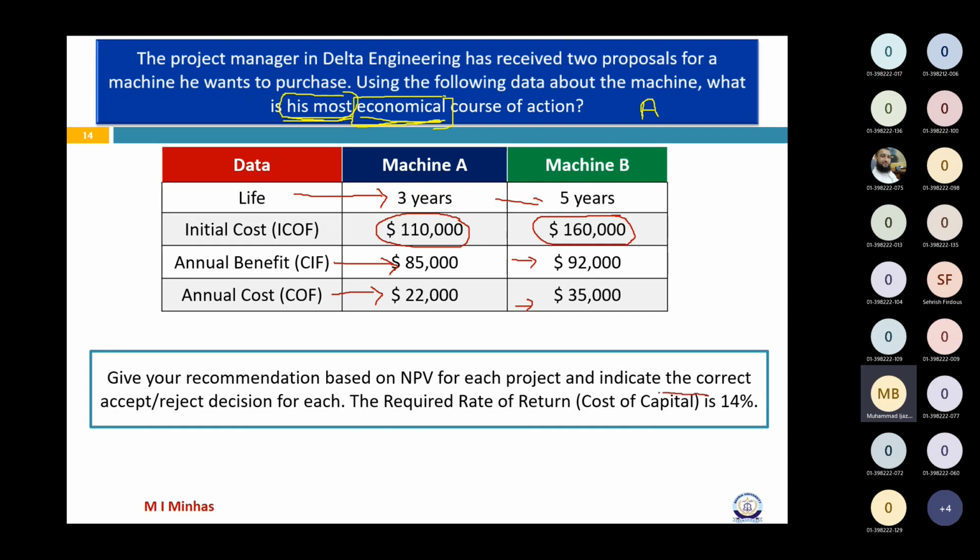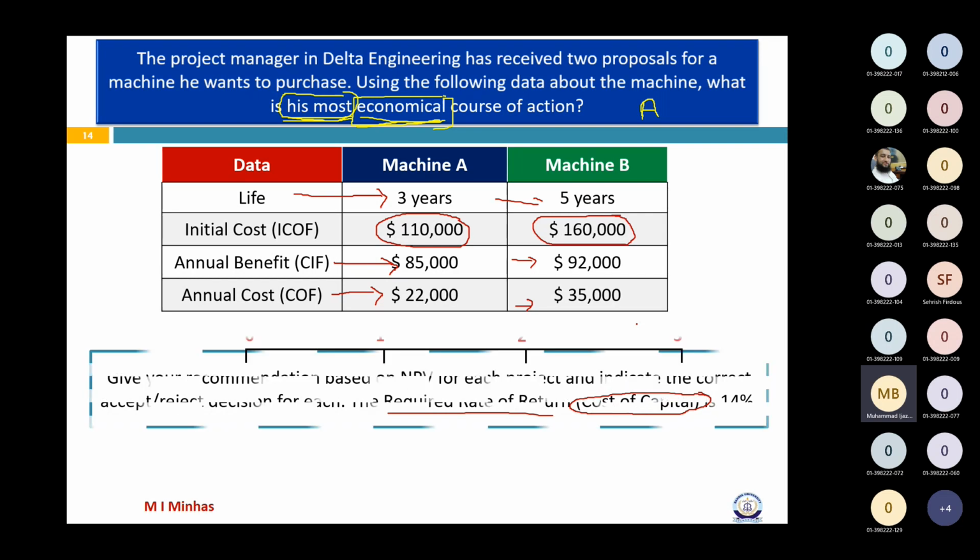Here, now another term has been introduced to you, that is cost of capital. And the required rate of return is still there. I'll talk about these terms maybe towards the end of today's lecture. Okay, so now let's move on to the next: how would we solve it?